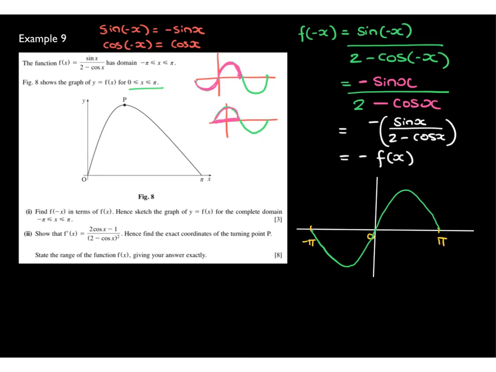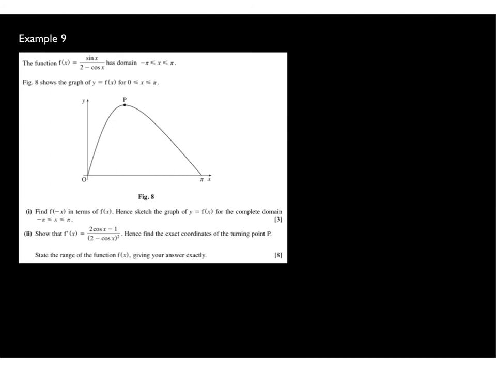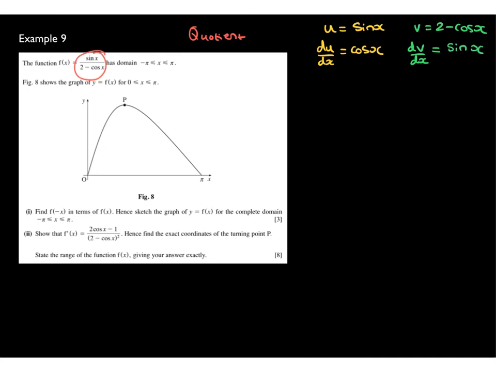Now, the next part involves differentiating and finding f dash x. So, part 2, the derivative. Now, can you see that this is a quotient function? So, I'm going to say the numerator u is sine x, so du by dx is cos x, and the denominator v is 2 minus cos x. 2 differentiates to 0, cos x differentiates to negative sine x, so we would have negative sine x, which is just sine x in the derivative.